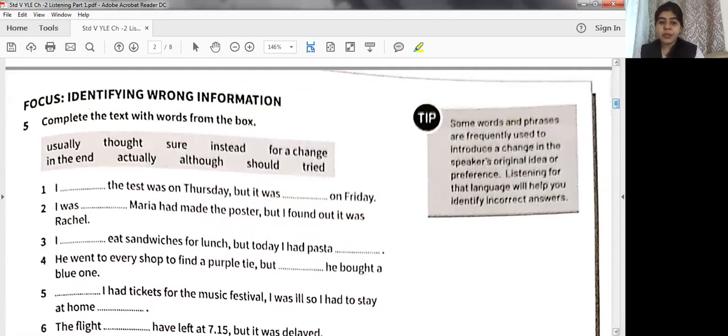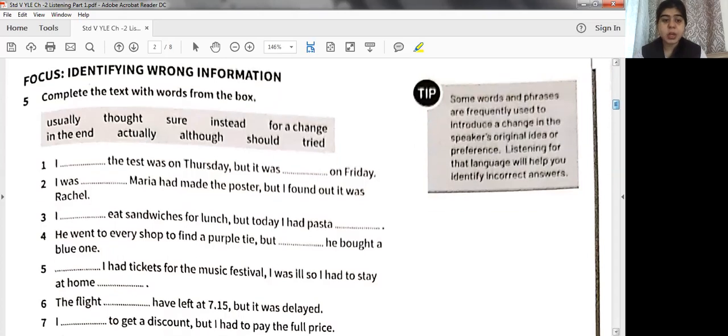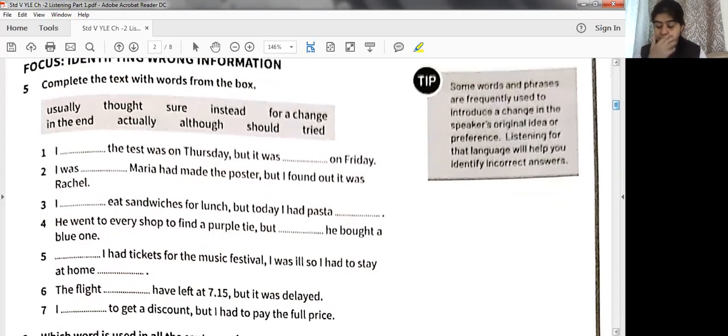Identifying the wrong information. Now, before we go to the listening part, we have something of reading and writing. Just one question. So let us do it together. Complete the text with words from the box. Okay. So you have the text. Now you need to complete those blanks by choosing the appropriate word from the box.